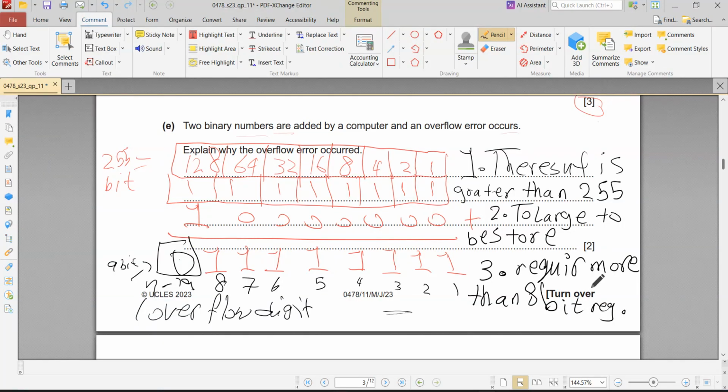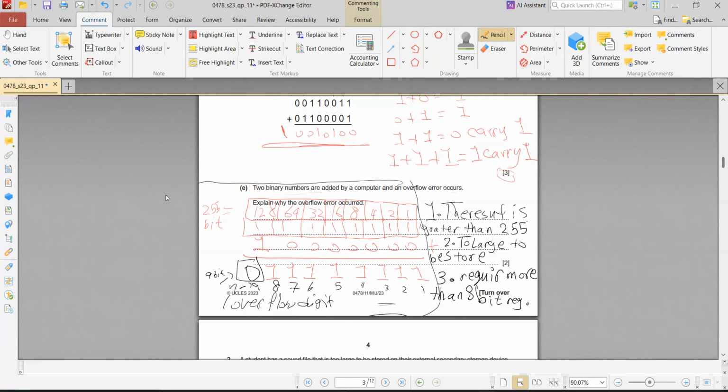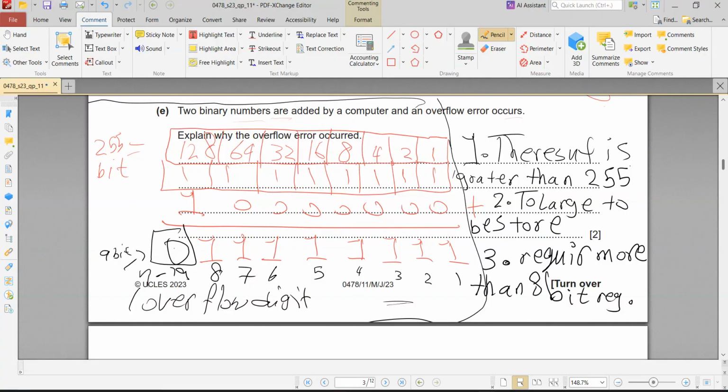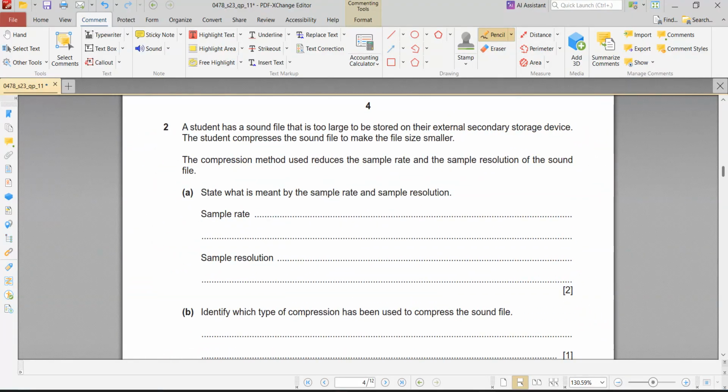So this is how you can answer an explanation question. This one on the left is just an explanation of how you can see the overflow in the addition of two binary numbers together. So this is how you can answer this question.